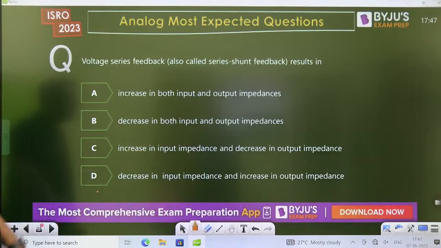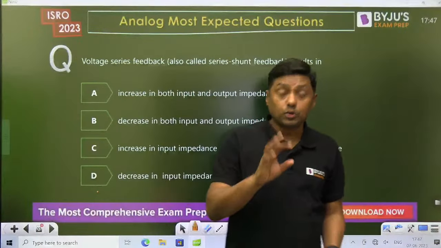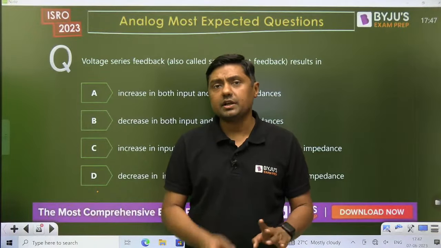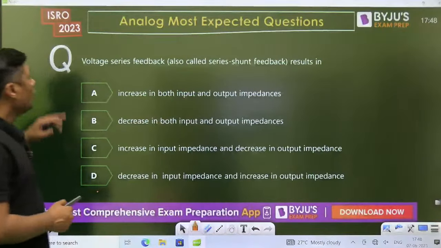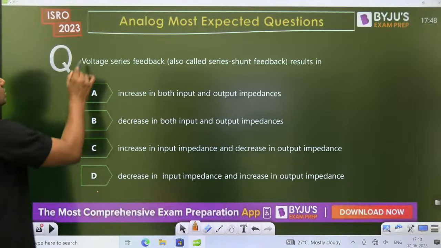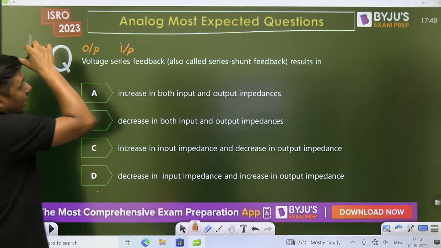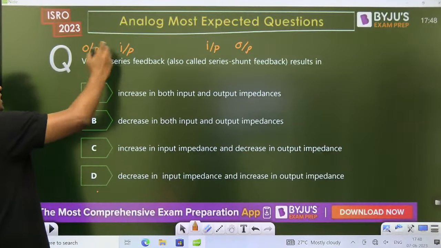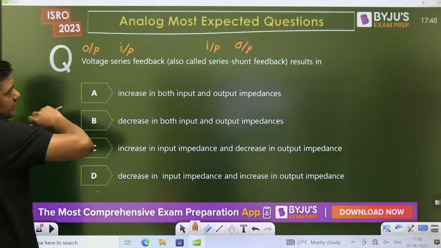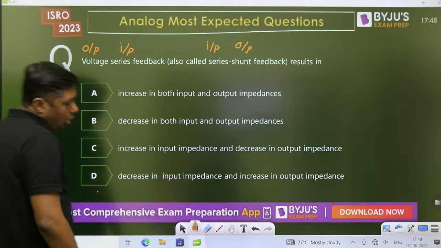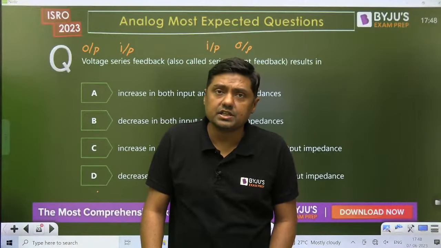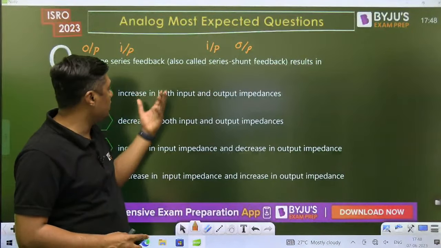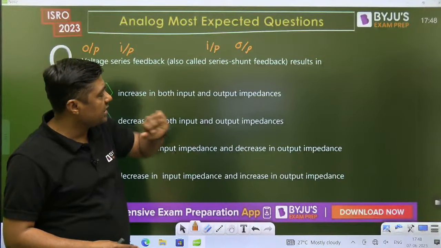Next one, quickly give me the answer. Voltage series feedback, also called series shunt feedback, results in. There are four types of feedback: voltage series, voltage shunt, current series, current shunt. Always remember, in this word, we use output first, input second, and here I am taking input first, output second. At the output, we are sampling the voltage. At the input, we are connecting in series. It is also called series shunt feedback. When there is a series connection, input resistance increases. When there is a shunt connection, output resistance decreases. So at the input side, series connection, the input resistance increases. At the output side, shunt connection, the output resistance decreases.